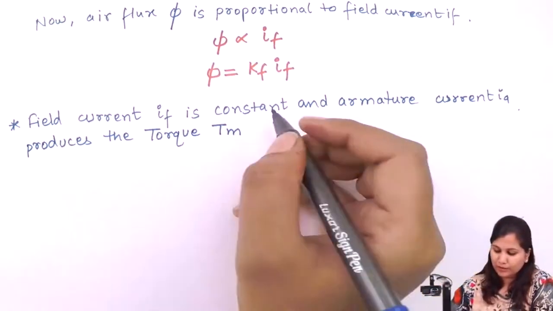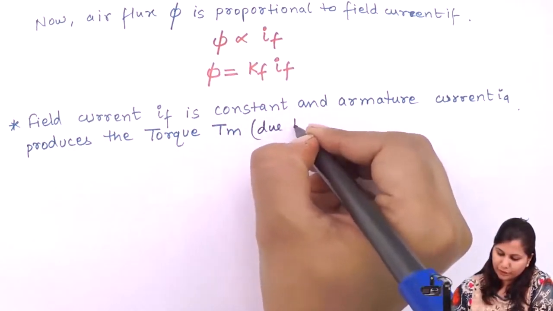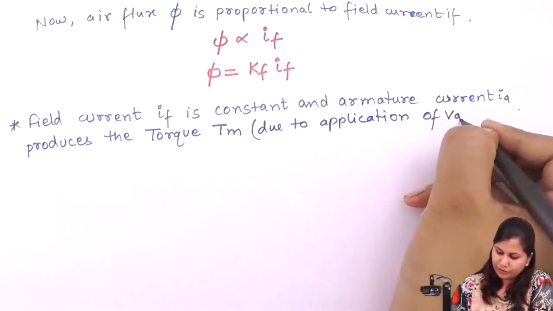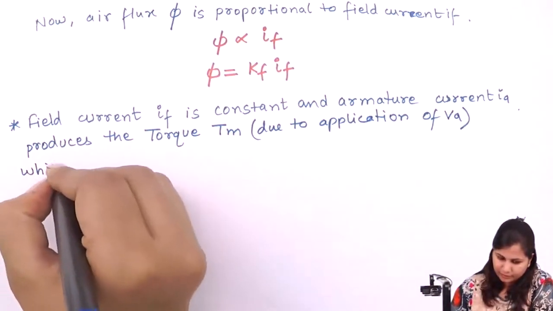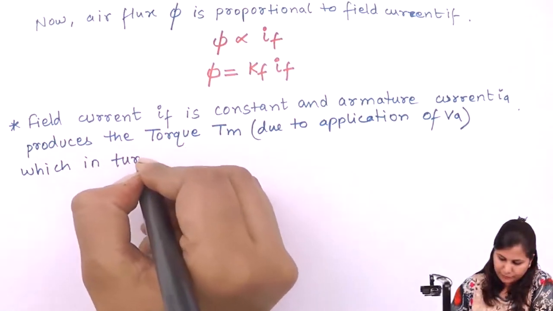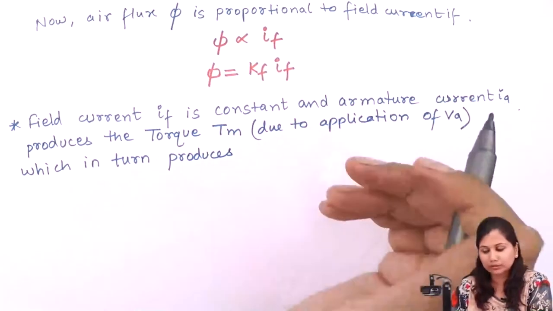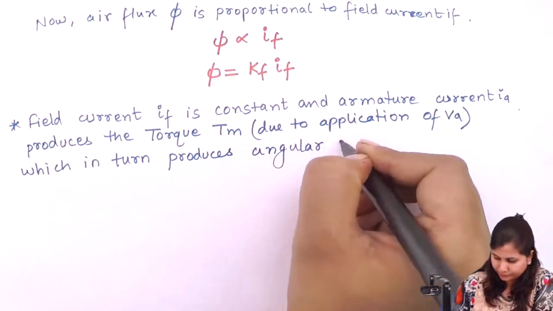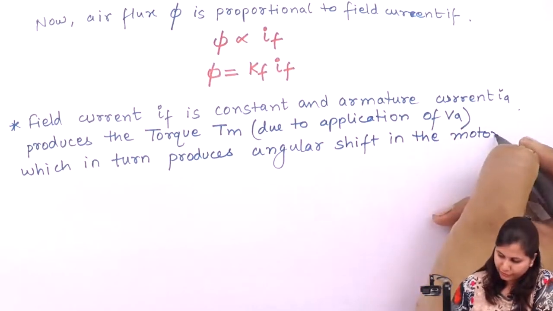Why is this torque produced? Because we are applying the armature voltage VA, and this armature voltage is being varied. So this torque is produced due to the application of VA, that is the armature voltage. Now this torque, in turn, will produce angular shift in the shaft of the motor, or in the motor shaft.